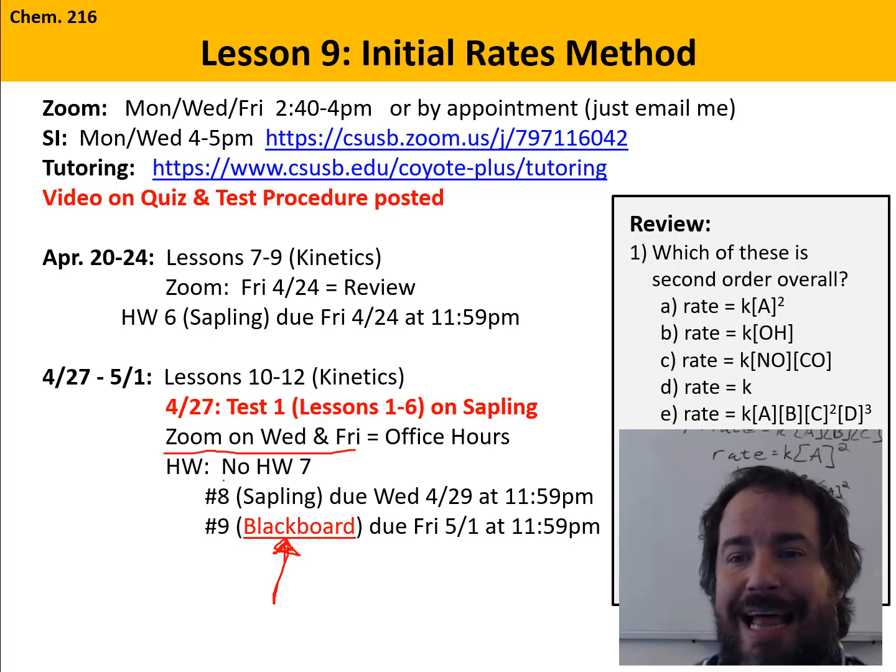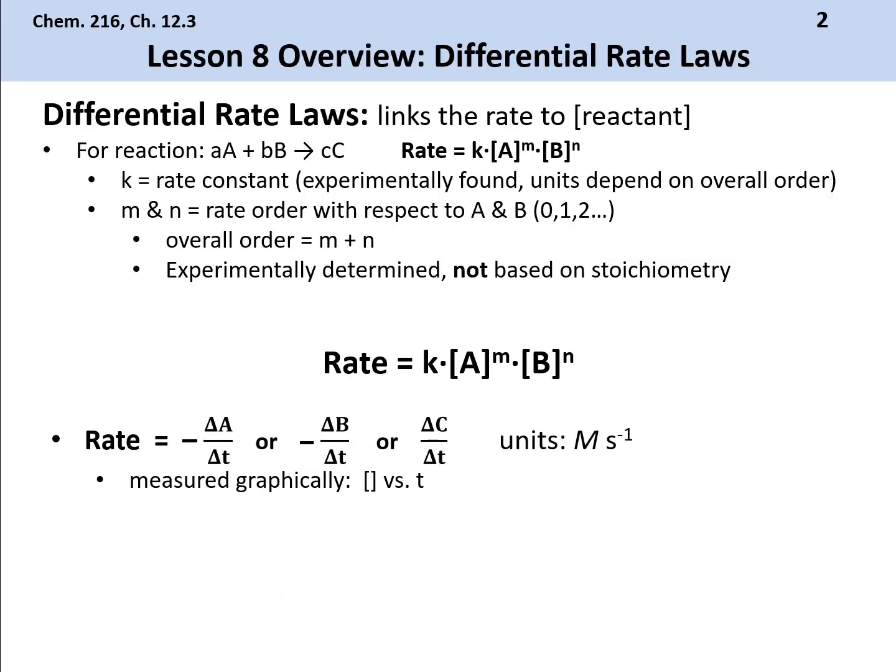Okay, so last time we went over differential rate laws. Differential rate laws link the rate of a reaction to the reactants. And remember, it's called differential because we use differences, negative delta A over delta t, or dA/dt once we talk about differentials. We make sure that time is so small that we can talk about differentials.